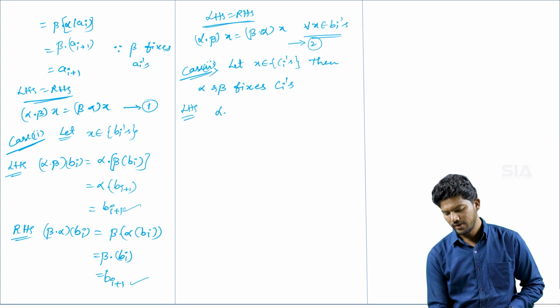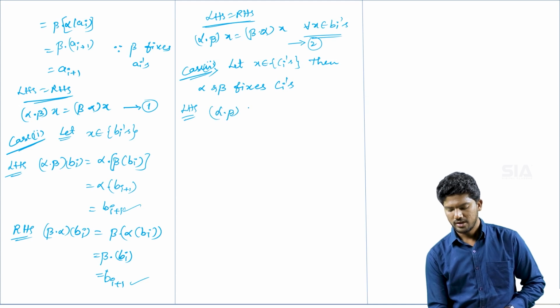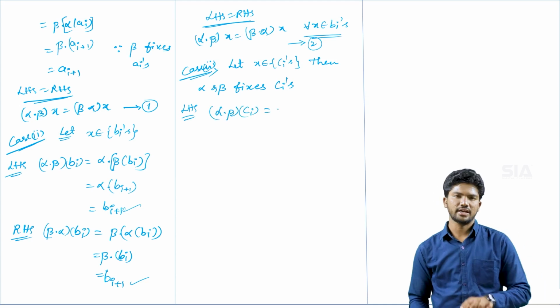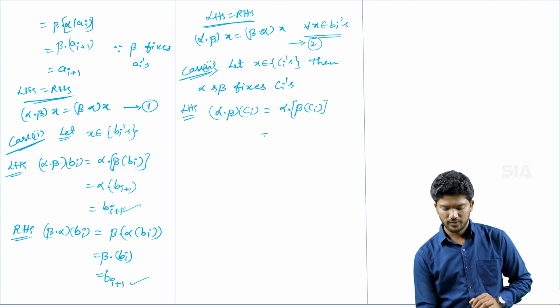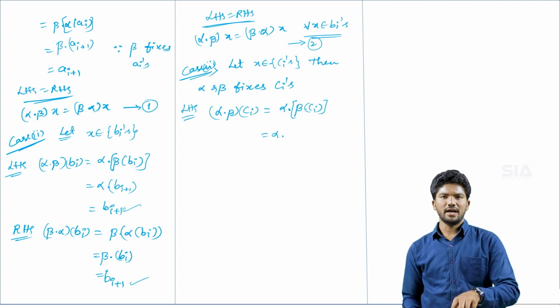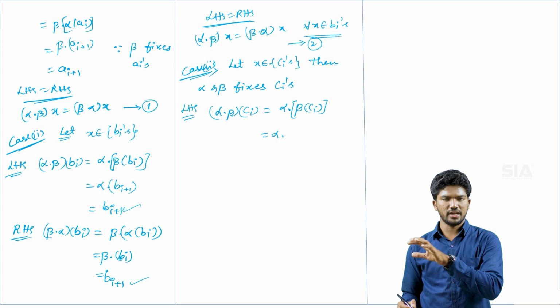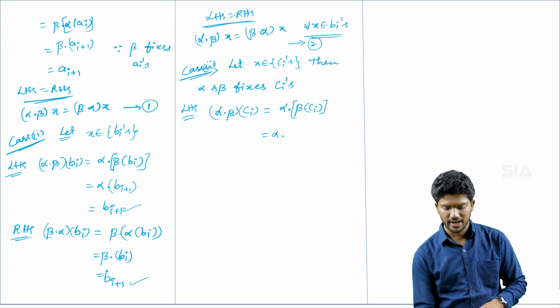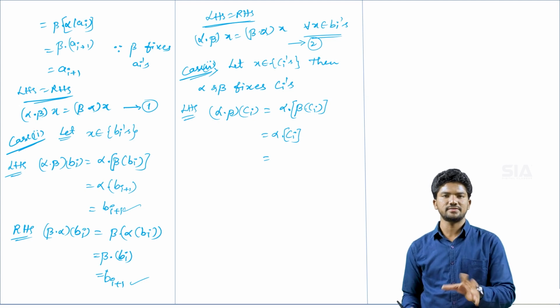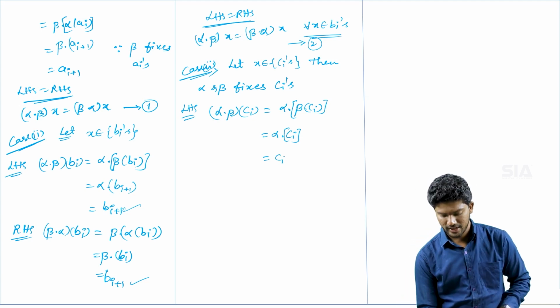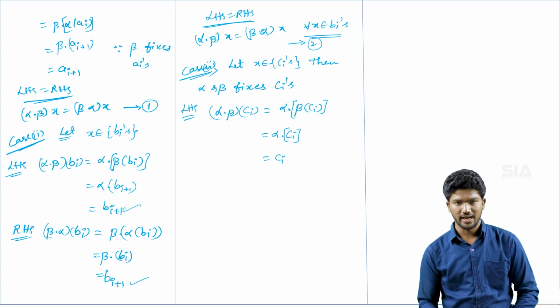So therefore alpha into beta of c suffix i. I am taking directly c suffix i in place of x. So alpha into beta into c suffix i. Here beta contains b1, b2's only. There is no relation with c1, so you can write c suffix i as it is. Again we have alpha into c suffix i. There is no relation between c i's and alpha, so again you can write the value c suffix i only. That is the LHS value.